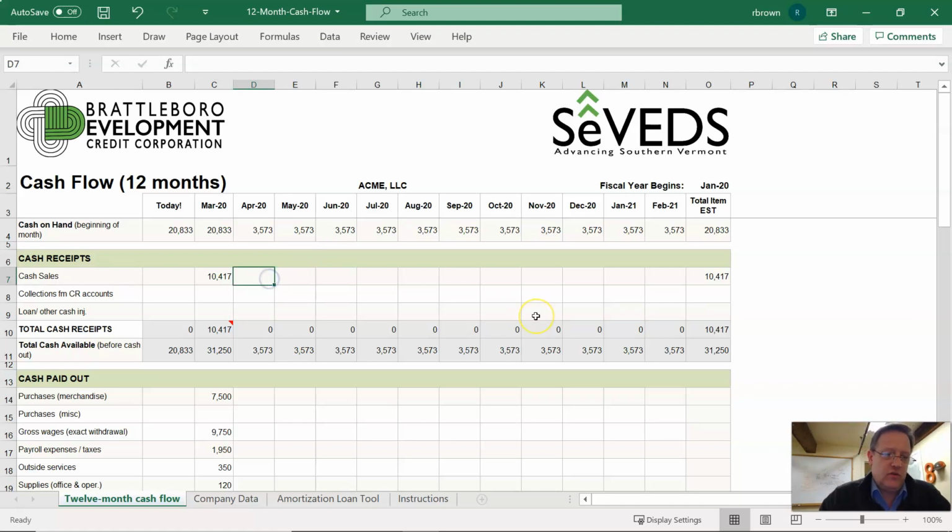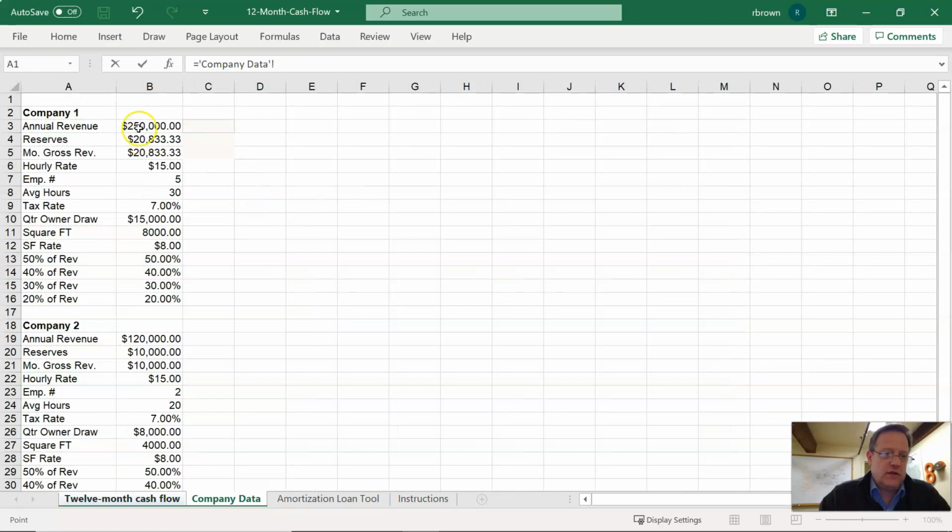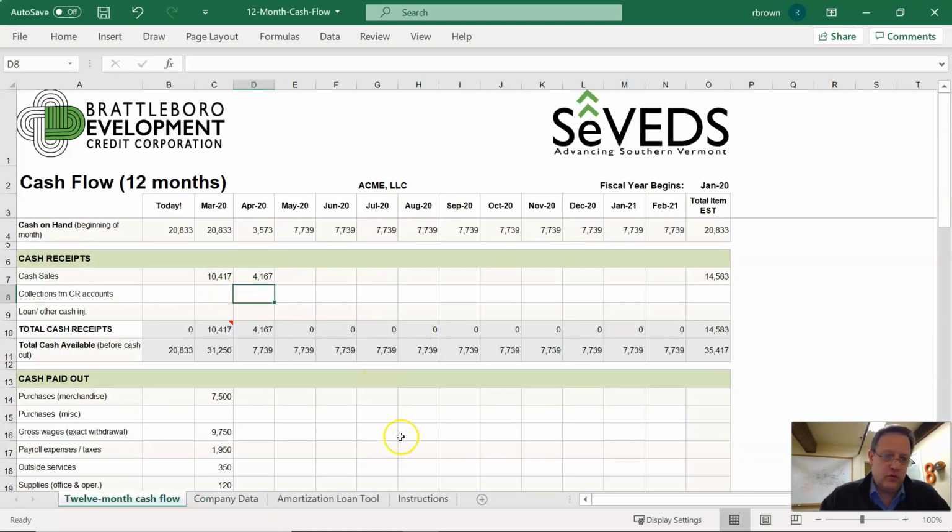Well, we're going to do a projection and go conservative that the revenues are going to take a greater hit. So we're going to say 20% of typical revenue. Purchases, we knew that there was an impact, so it's really down to about $3,000. Gross wages, you have gone to one.